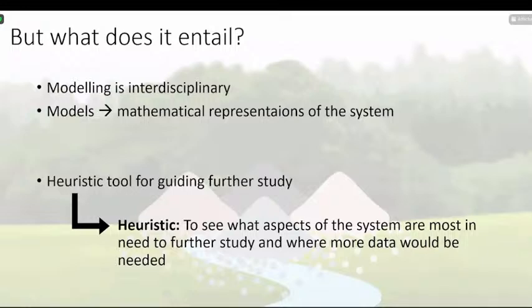So, taking a step back, modeling is very interdisciplinary. You need a lot of background to understand this bunch of lines we just saw. You need to have knowledge of chemistry, of biological effects, but also know mathematics and sometimes even computer coding. So in general, when we talk about models, we don't talk about photo models, but we talk about mathematical representations of a system. It's a heuristic tool for guiding further studies. This means that we try to see what aspects of the system are in most need to study further and where more data would be needed. Basically, where are the data gaps?